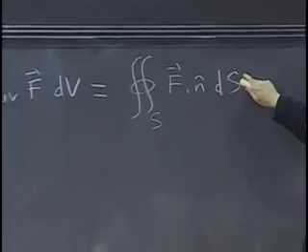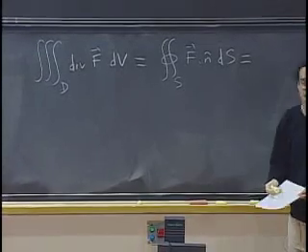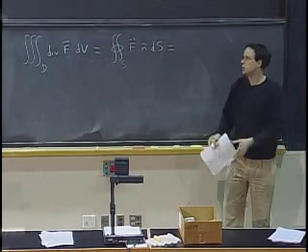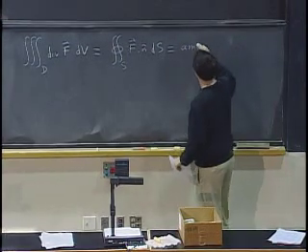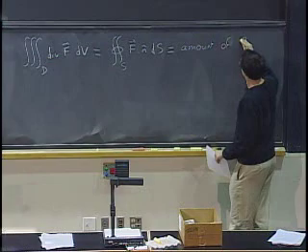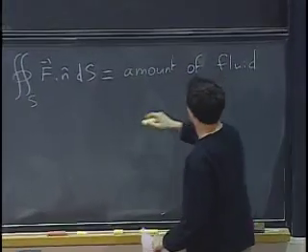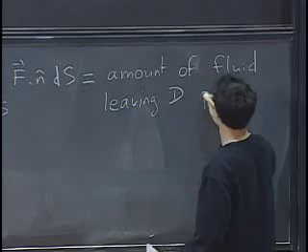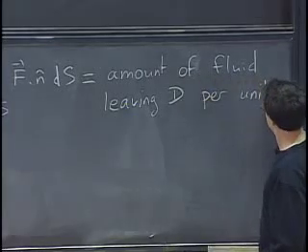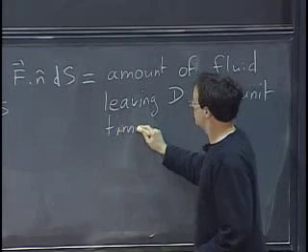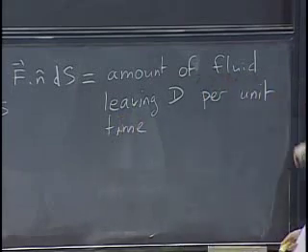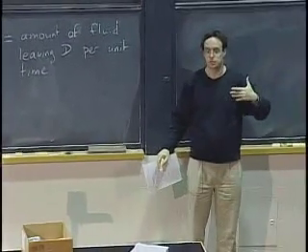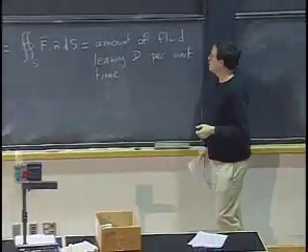Okay, so now we know what flux means. Remember, flux means how much fluid is passing through this surface. So that's the amount of fluid that's leaving the region D per unit time. And of course, it means I'm counting everything that's going out of D minus everything that's coming into D. That's what the flux measures.